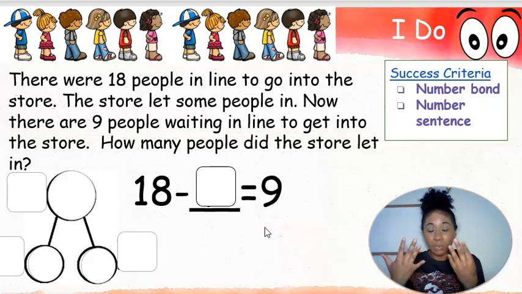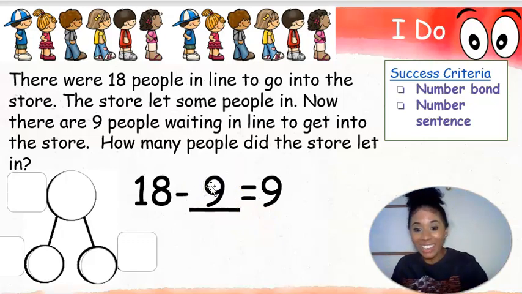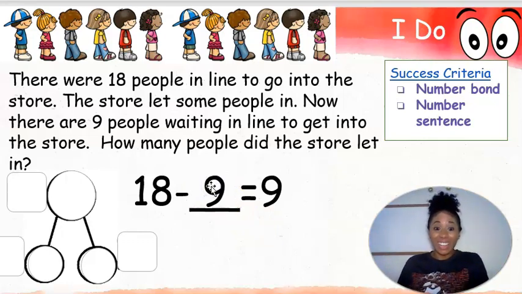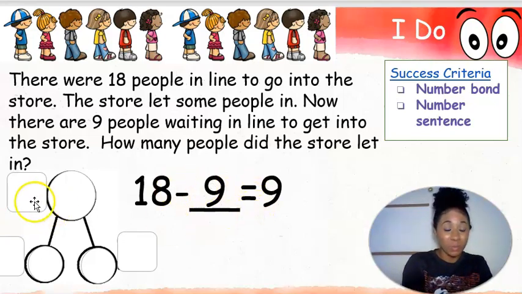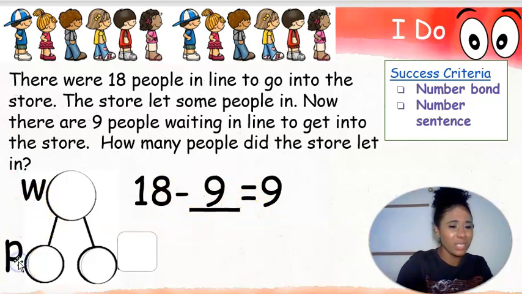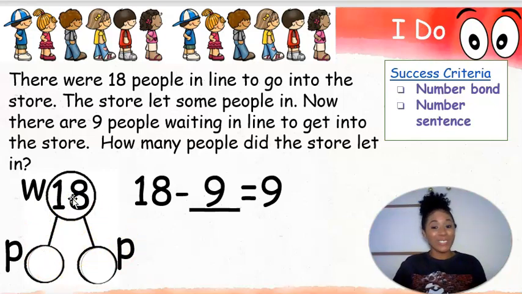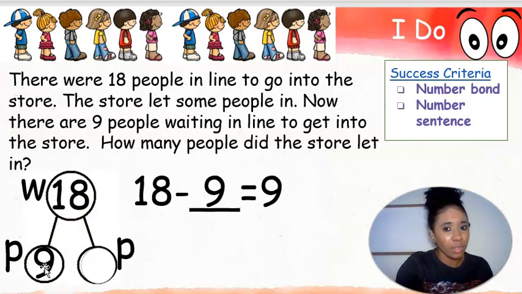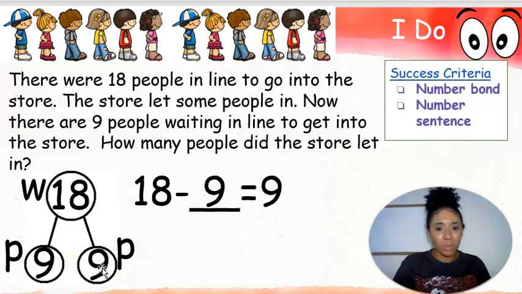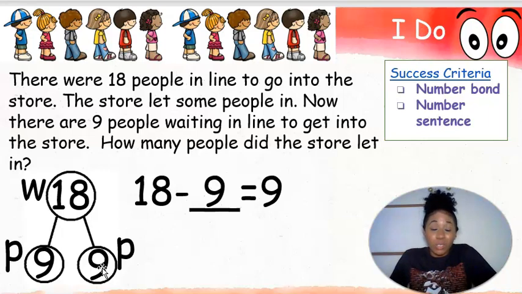So does that tell me that 9 people got let into the store? Let's double check and see. Yeah, 9 people got let into the store. Look at that number sentence. Now let's fill out that number bond to make sure we have all of the pieces we need. Miss Finney's drawing those labels first so that I know what's going on. Our whole was 18, because when we subtract, we always start with our whole. There were 9 people that got let into the store, and then there were 9 people who were still waiting in line. Friends, that's one way you can use to solve your story problems.